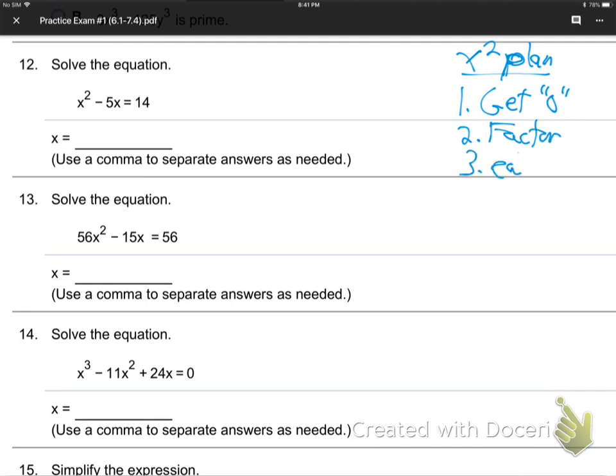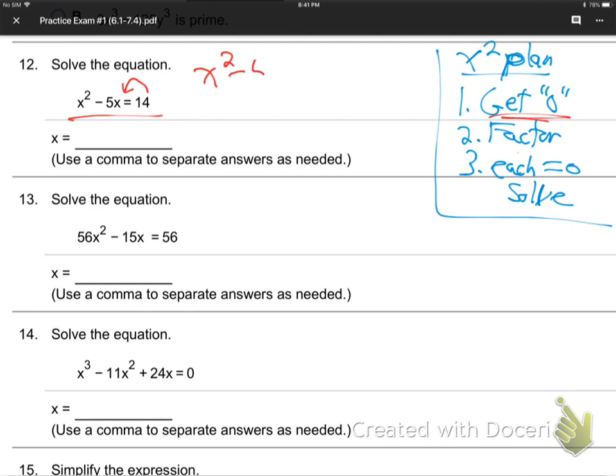Step 3, each one equals 0 and solve. So that's the plan for x squared. So when you see an x squared, step 1, get a 0. So that means I'm going to jump that 14 over, making it x squared minus 5.